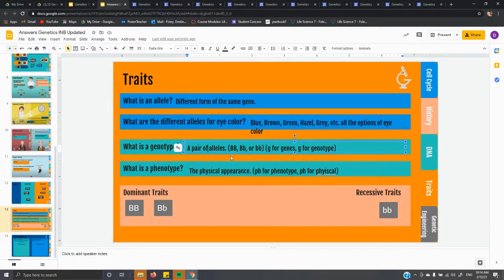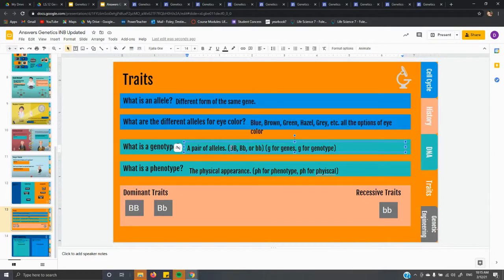Genotype is the pair of alleles. So this is your genetic makeup. Your genotype is your genetic makeup. So these are things like capital B, capital B, lowercase b, b, b. So each of these letters stands for one gene, one allele.